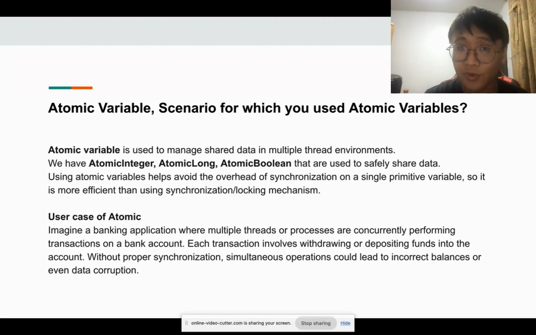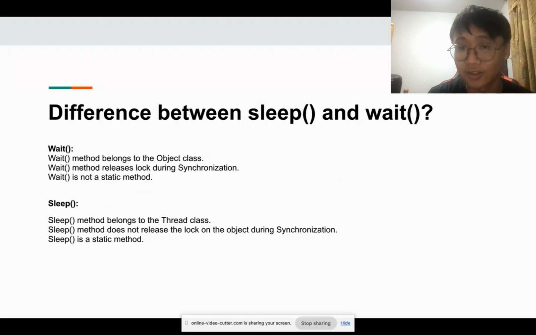So sometimes, if you are not using any synchronized block or atomic variable, it's possible you lose money. Why do you lose money? Because you perform multiple operations on a bank account. We call this issue a race condition. So it's possible you lose money. So here you must use an atomic variable to prevent a race condition.